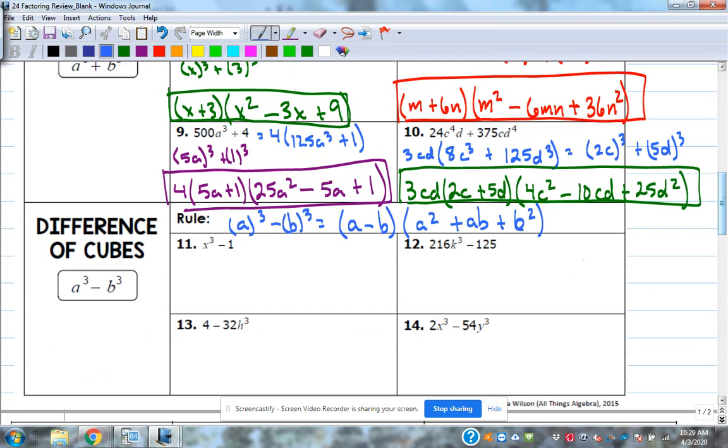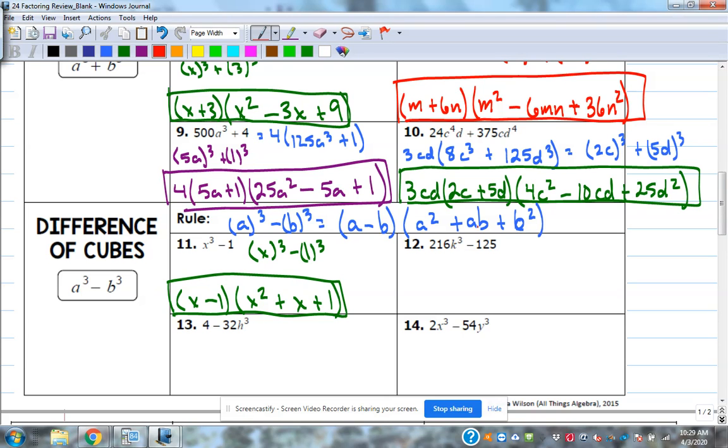Let's look at building some differences of cubes with this one. X cubed minus 1. This is a simple one to start off with. So that's x to the third minus 1 to the third. So A is x and B is 1. Our short factor is going to be x minus 1. Our long factor is going to be x squared plus 1 times x, which is x, plus 1 squared, which is 1. And there's our factored form for this one.